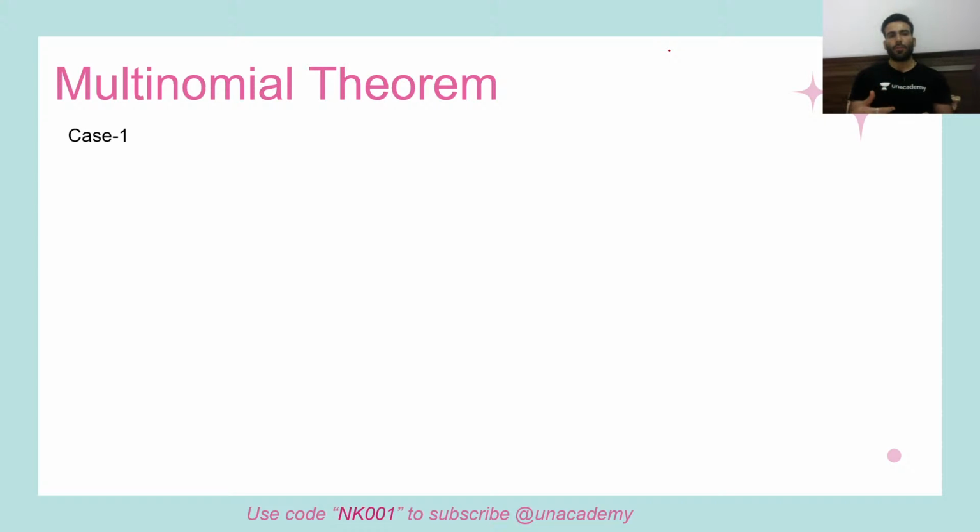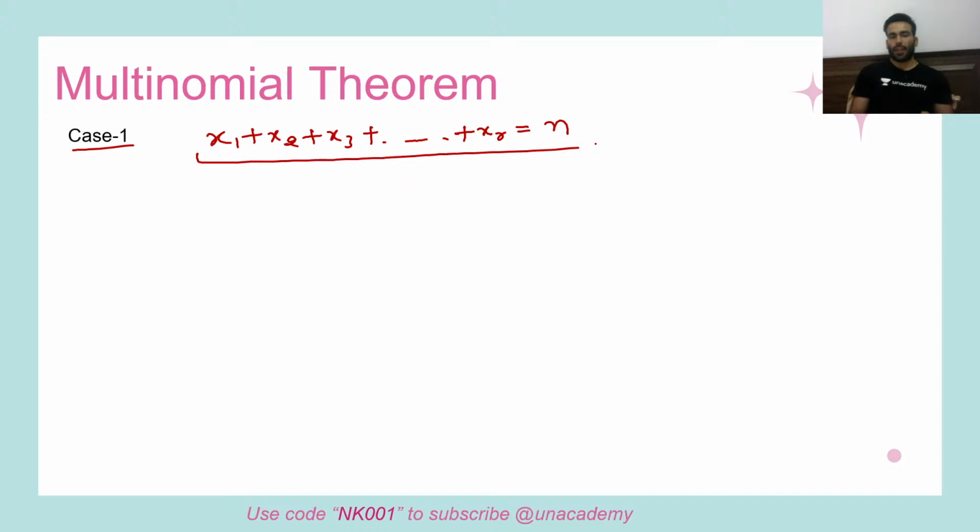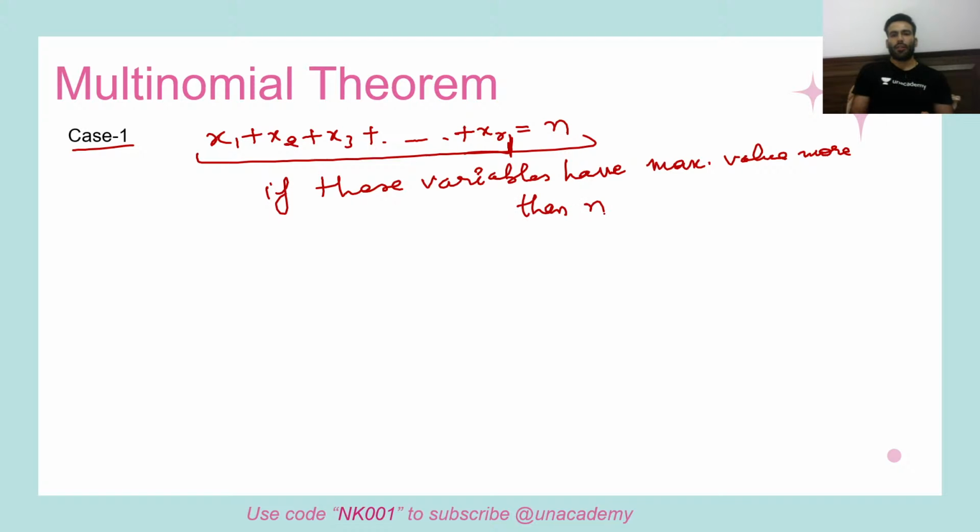Now, let's talk about multinomial theorem cases. The very first case is when you have any linear equation, and its variables can take maximum values more than n. The way we were writing it, till x raised to n, we can go beyond x raised to n and consider that we are heading towards x raised to infinity.